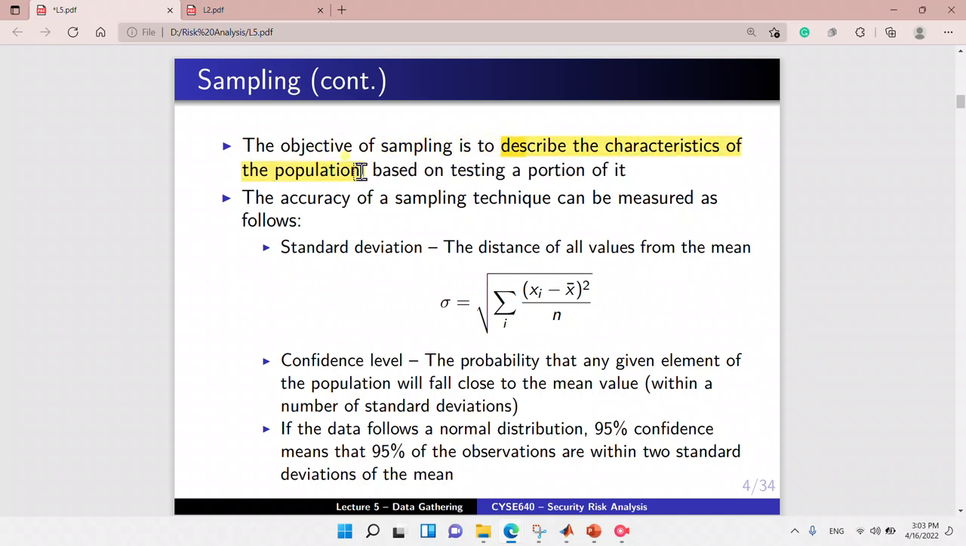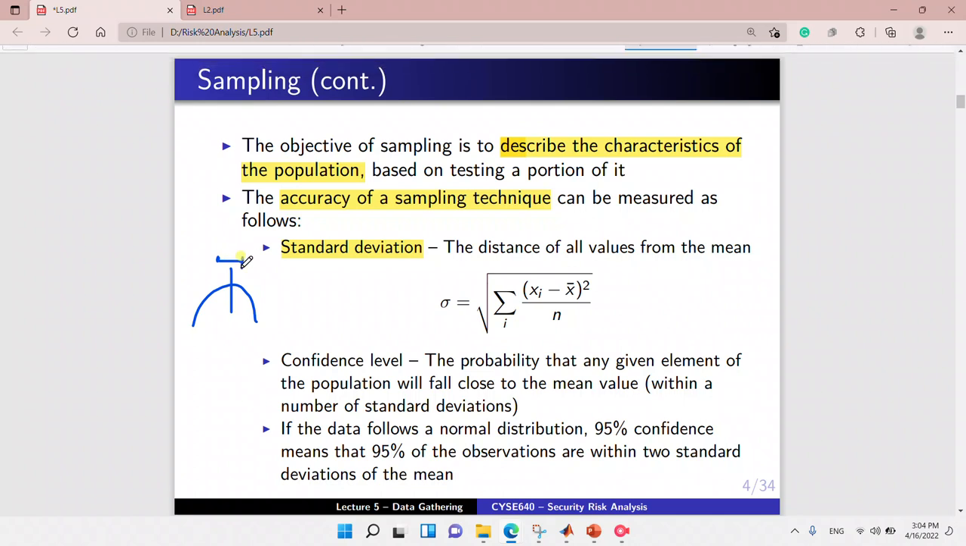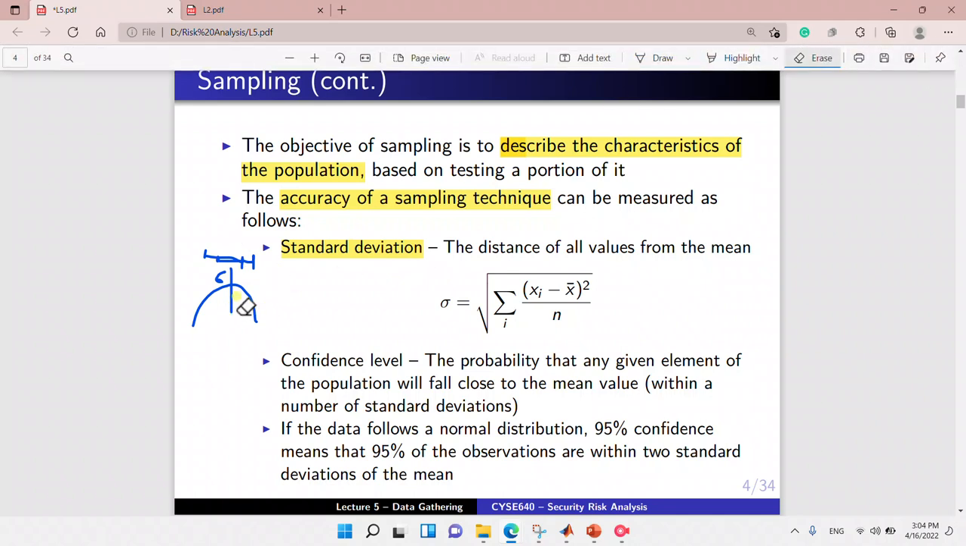بعدين عنا what's the objective of sampling: to describe the characteristics of the population. كيف by only testing the sample part. The accuracy of a sampling technique can be measured by the standard deviation. When we have a distribution and we have a mean, one standard deviation is like this, two standard deviations is like this. This is sigma. So sigma is how far away we are from the mean.